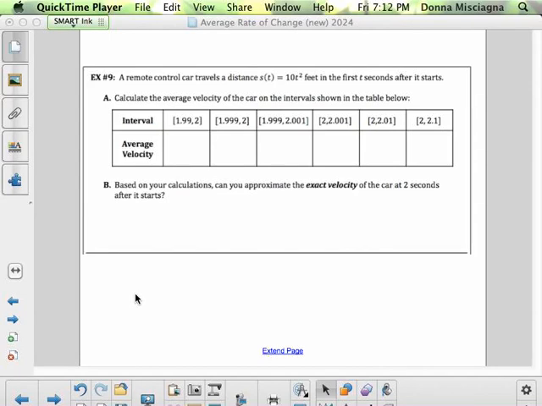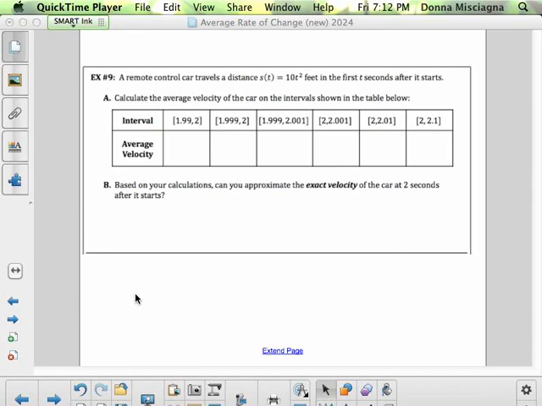Welcome to average rate of change, conclusion. Let's take a look at two problems. A remote control car travels a distance S of t equals 10t squared feet in the first t seconds after it starts. Calculate the average velocity of the car on the interval shown in the table below.